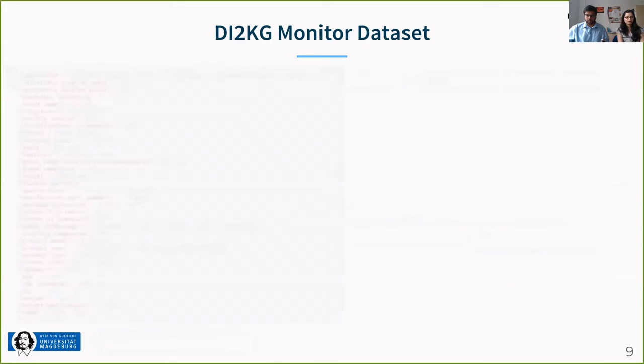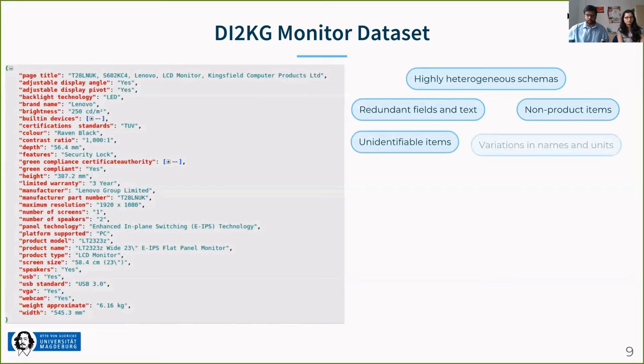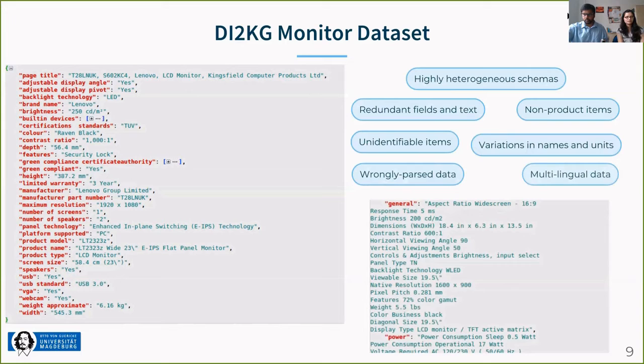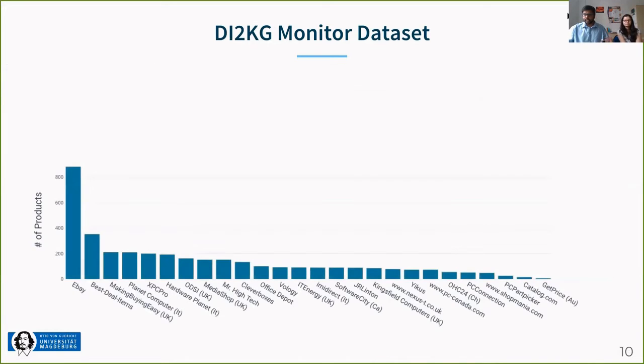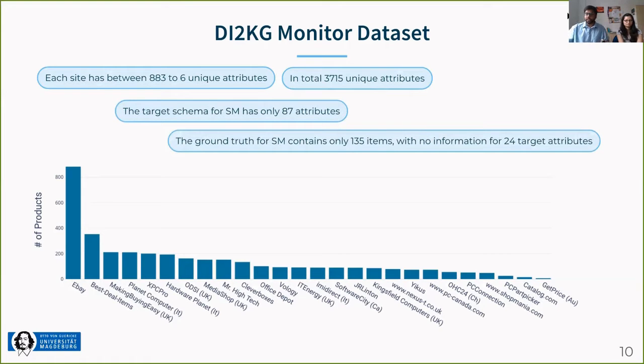The dataset is also highly heterogeneous, which has redundant fields, and it also contains non-product and unidentifiable items. There are variations in names and units, and it also has multilingual and wrongly parsed data. As you can see here, one of the files contains correctly mapped pairs of attribute names and values, whereas the other one contains all values mapped to a single attribute. Each site has from 6 to 883 unique attributes, with a total of 3,715 unique attributes. Ground truth for schema matching contains only 135 items with no information about 24 target.